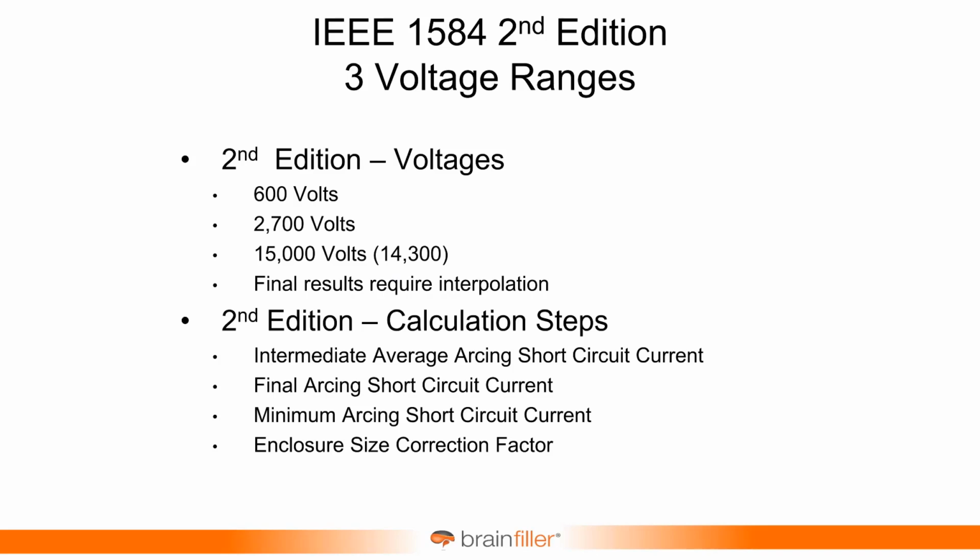But if you want to fine tune it even further, there are factors that you can develop, that you can calculate, where you can further make adjustments for the size of the enclosure based on specific conditions. And then we also have the calculations for the incident energy, the intermediate, or we'll say the first pass, and then you go back and fine tune that, interpolate for your specific voltage and the arc flash boundaries. So it's a much more robust process that we have this time around.